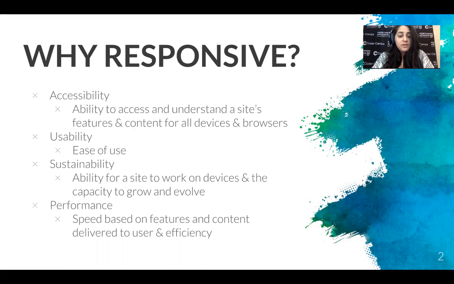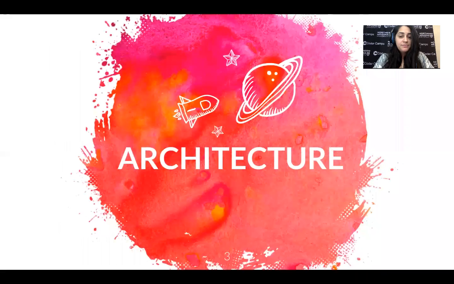Sustainability, the ability for a site to work on devices and the capacity to grow and evolve. And performance, speed based on features and content delivered to the user, and efficiency. So those are the four main reasons why you want to go responsive. The future is here. Everyone's looking at tablets and phones and kind of staying away from the desktops. So you want to make sure that your applications or websites are responsive.